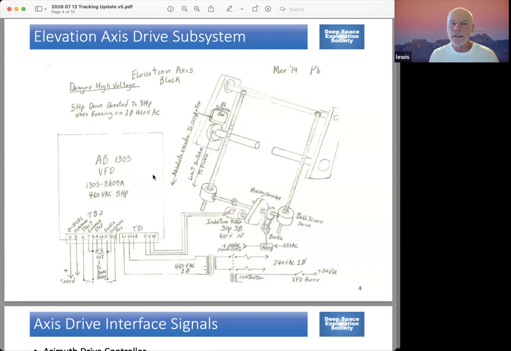Allen Bradley, there are some differences. It's a VFD controller, variable frequency drive, and it doesn't control the current so much as it outputs a specific frequency to control the motor.